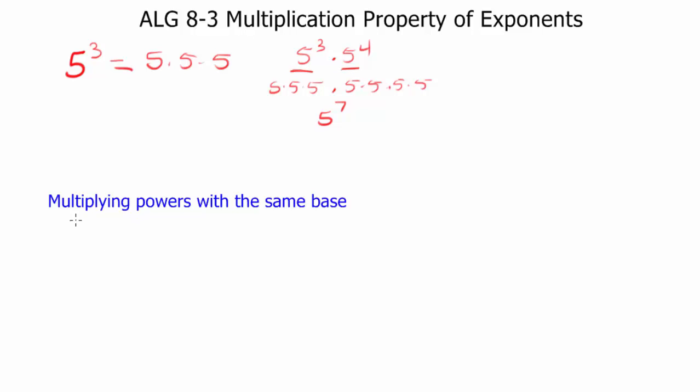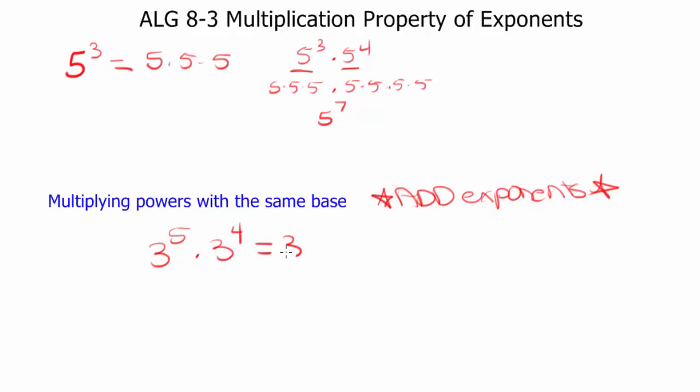So that is your rule: multiplying powers with the same base, you add your exponents. If you have 3 to the 5th times 3 to the 4th, you add the 5 and the 4, so it's 3 to the 9th. If you have h squared times h to the 9th, you add 2 and 9 and get h to the 11th. So that's your rule. Sometimes there'll be negatives in there, and we'll get to that. We'll do some examples. That's the only rule we're learning today.